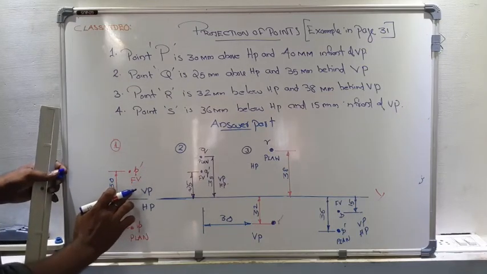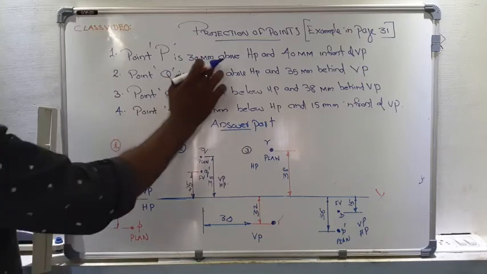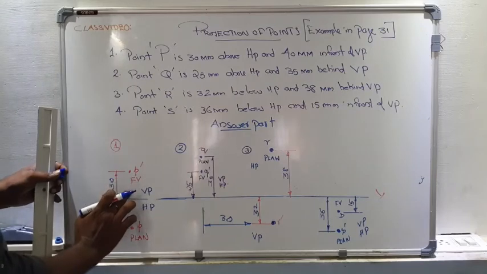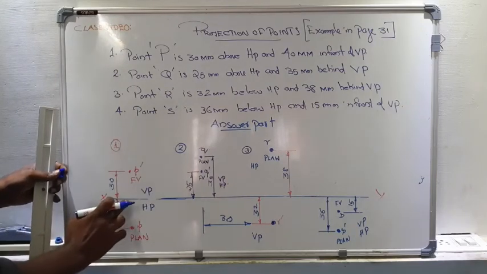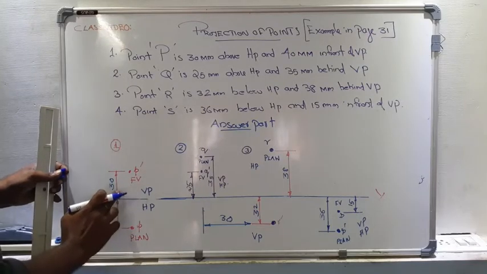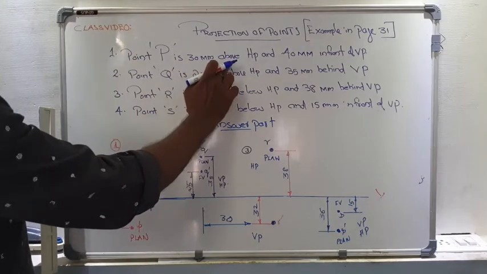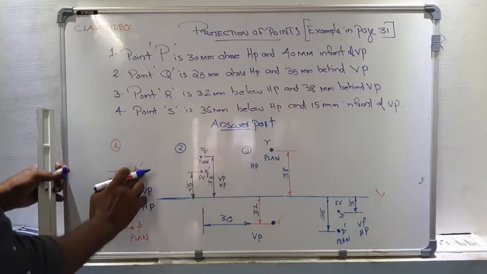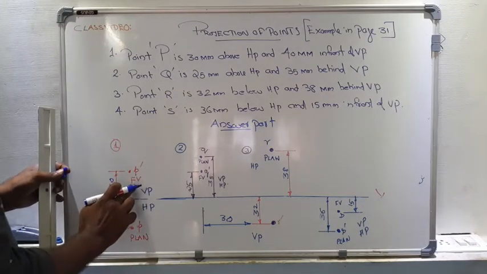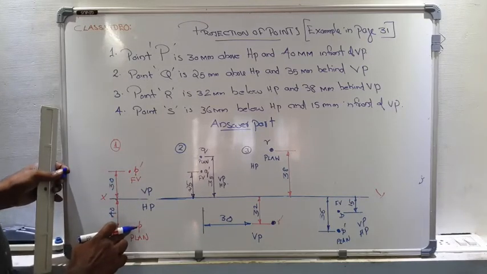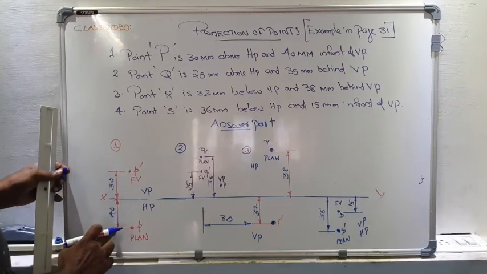First we have to project its front view. This question belongs to the first quadrant. So our front view comes above the XY line and plan should come below the XY line. So by keeping this 30 mm distance, we have put a point here. That point is marked with the small letter P dash. That view is called front view. Now within the same line we have put another point here. That point is marked with P, keeping 40 mm distance.